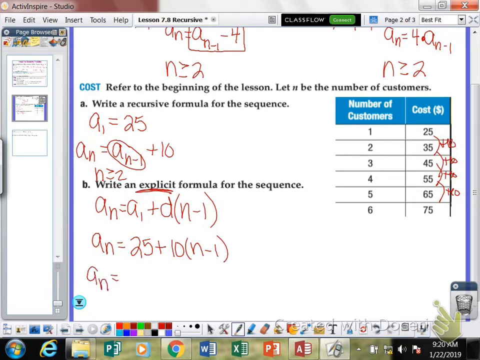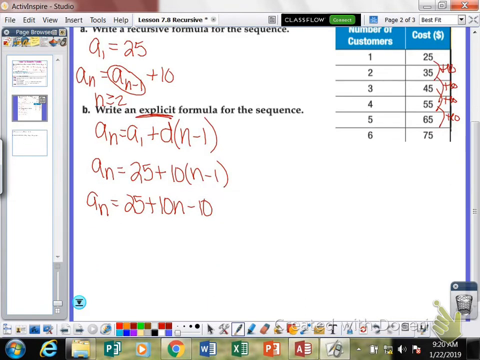So a sub n equals 25 plus 10n minus 10. And then we can combine the 25 and the negative 10. So a sub n equals 10n plus 15. Now instead of going 100 times, taking the previous term plus 10, previous term plus 10, previous term plus 10, I can easily just take the 100th term, substitute it in for n, times it by 10, plus 15. And then that gives me my answer. So it's nice to go both ways, to have that recursive and that explicit.